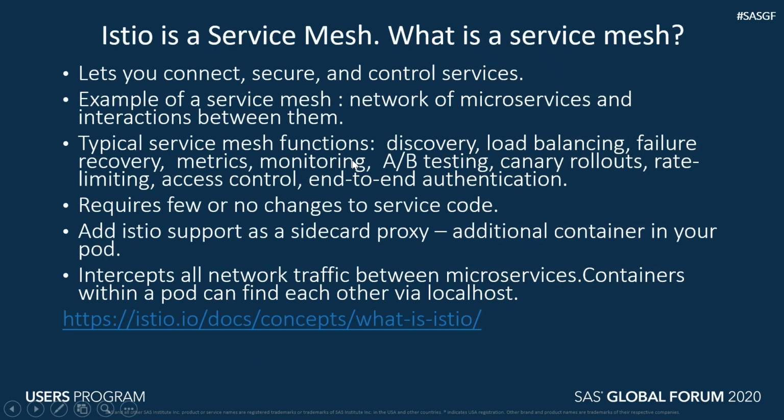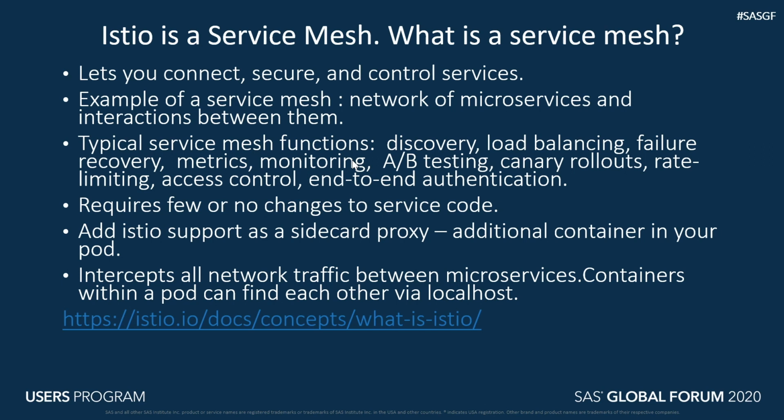So Istio is a service mesh. Let's talk about what a service mesh is. It lets you connect, secure, and control services. We're talking about microservices here, not the Kubernetes type of service. An example of a service mesh would be a network of microservices and the interaction between them. A typical service mesh does things like discovery, load balancing, failure recovery, and all the things you see on the slide here: metrics, monitoring, A/B testing, canary rollouts, and so forth, without really requiring any changes to the microservice code.